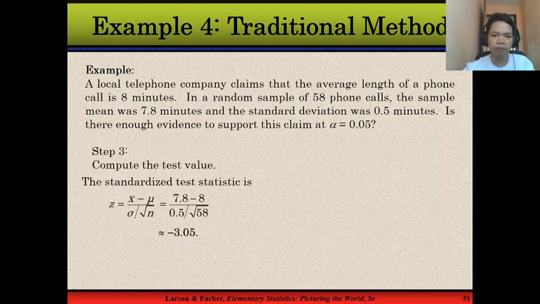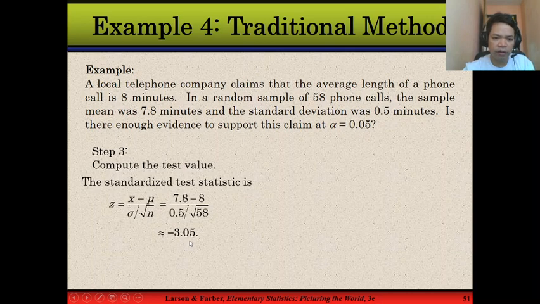Step 3. Ko-compute na natin yung z-score. So identify lang natin, nasan yung sample mean? Nasan yung population mean? Sino yung standard deviation? 7.8. 0.5, sorry. Then, ilan yung ating sample size? 58. By substitution, now we have negative 3.05. So, ito yung ating z-score value.